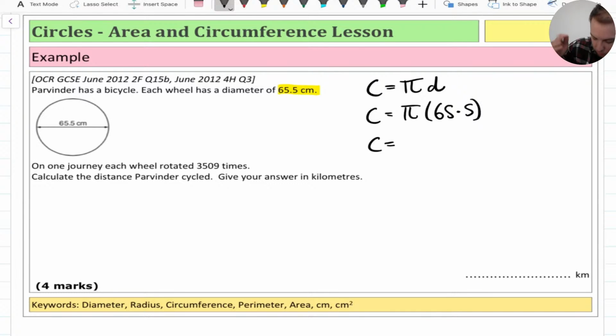So I'm gonna keep loads of decimals here. So one rotation would be 205.77431 centimeters. So this here, and let's make it really clear, this here is one rotation.